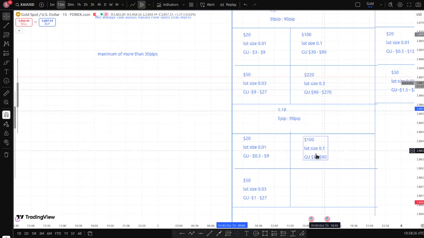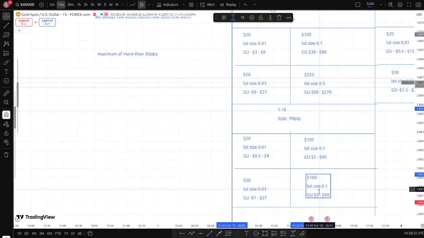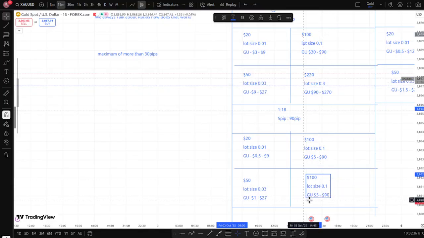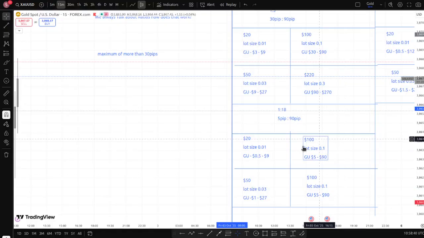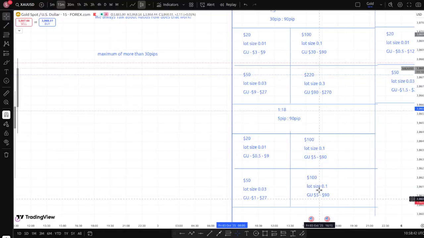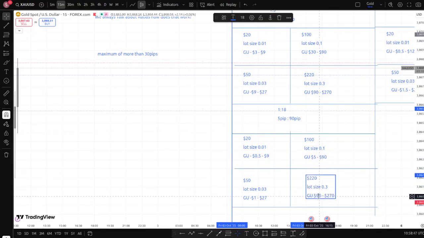Hadi hapo I hope hakuna mtu nimepoteza. Haya, hii ya mwisho, this time tuna risk $5. Last time tulikuwa tuna risk 30 pips, this time at risk 30 pips. Tuko pamoja?